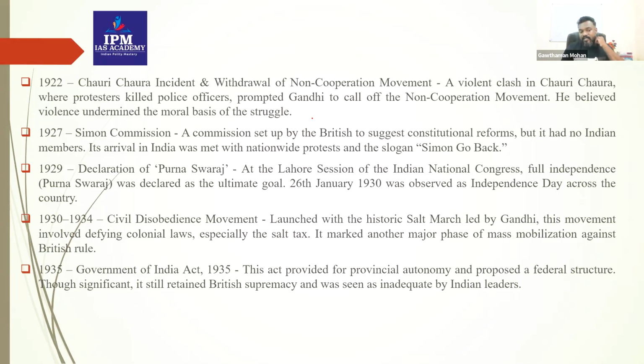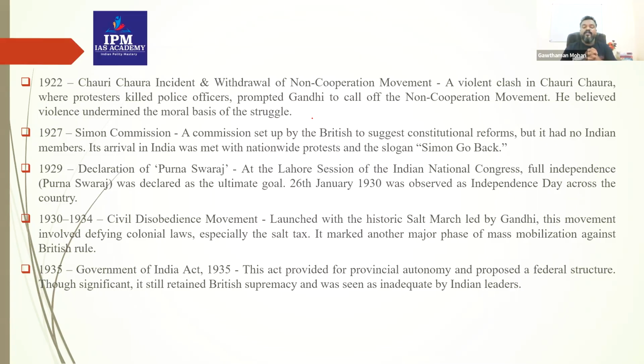So in 1929, the declaration of Purna Swaraj happened. At the Lahore session of the Indian National Congress, full independence, that is the Purna Swaraj, was declared. Till then, we were talking about dominion status, we were talking about limited governance and everything. But now we are only looking at the Purna Swaraj, that is the full independence. Okay, it was declared as an ultimate goal, and 26 January 1930 was observed as Independence Day across the country. 26 January 1930. So after 20 years, we celebrated our Republic Day, 26 January 1950.